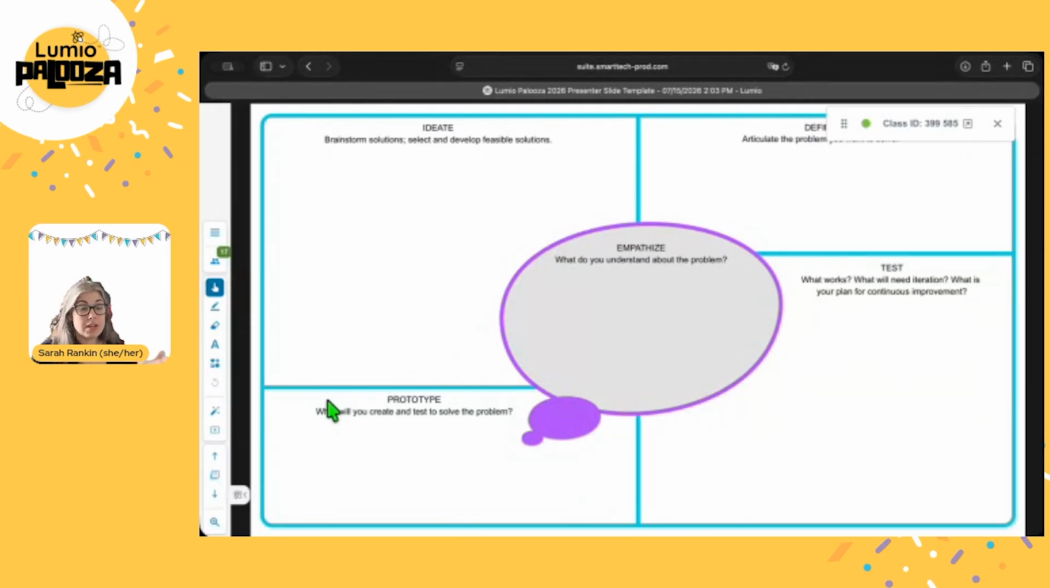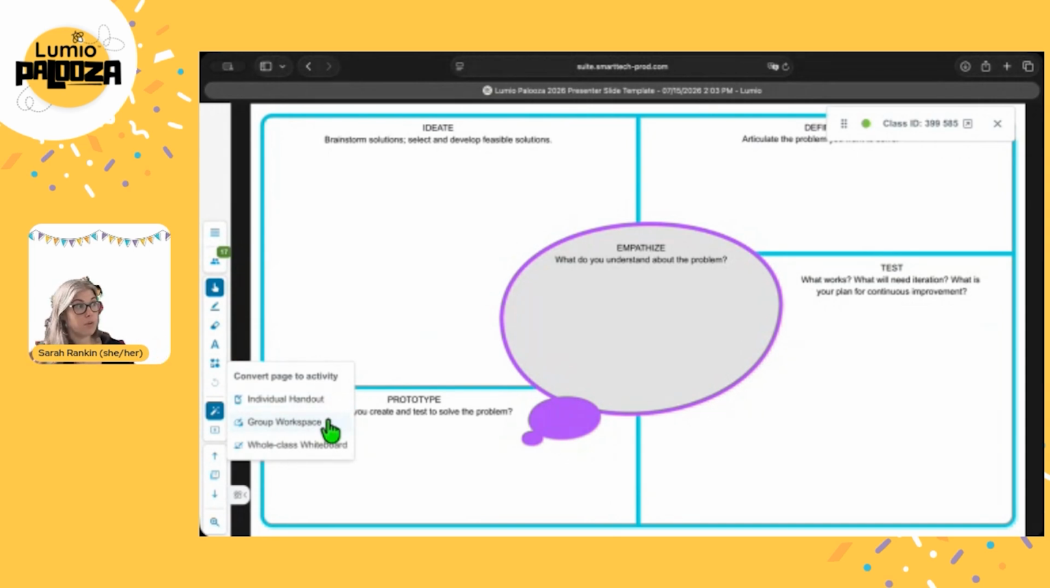Something that I would do here, depending upon, again, the goals of the student and what it is that I'm trying to assess, is similar to the handout I created earlier, transform this into either a handout if it is something I want them to work on by themselves, or a group workspace if maybe the goal is working with others.